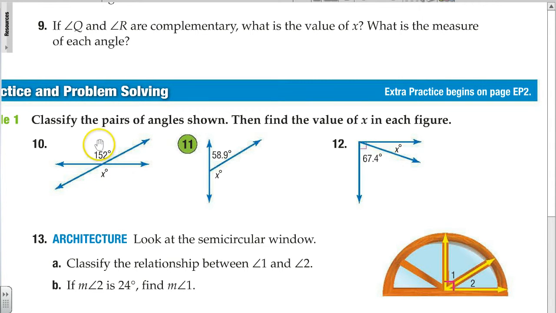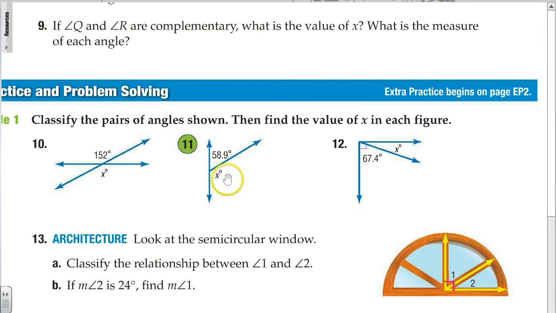So number 10, they're a pair of vertical angles because there's a couple of intersecting lines. They're across from each other and they intersect, which means they're congruent. So x is simply 152. So they're vertical angles and 152. For 11, it's an odd, but these guys are supplementary.